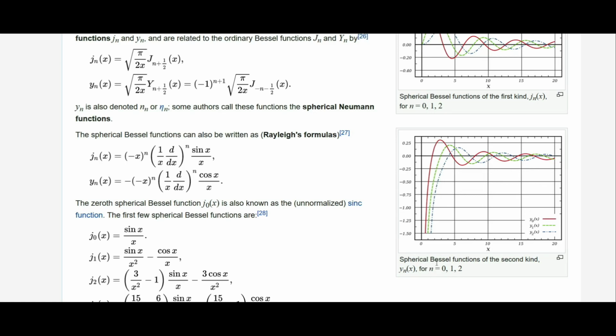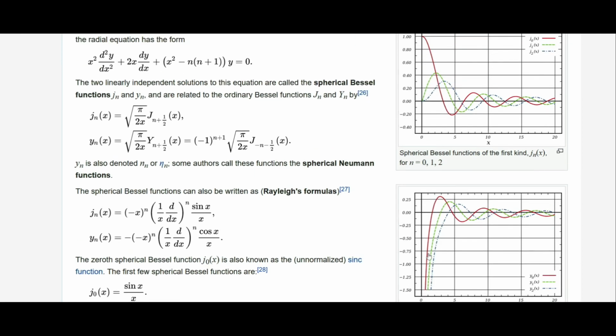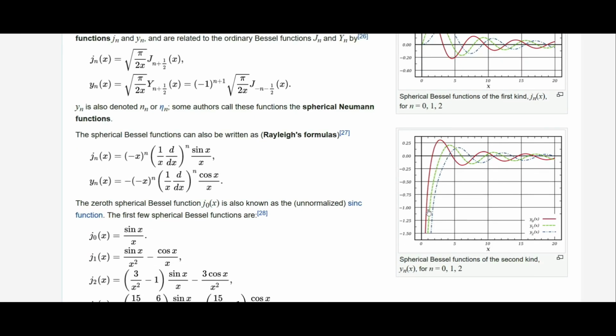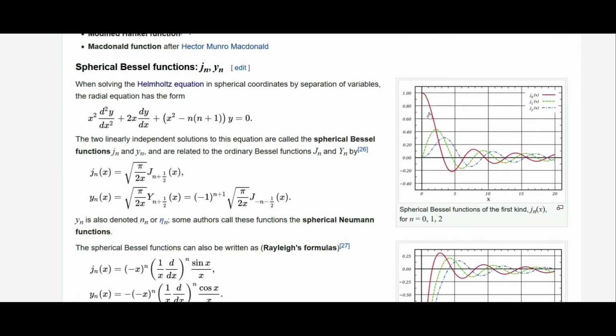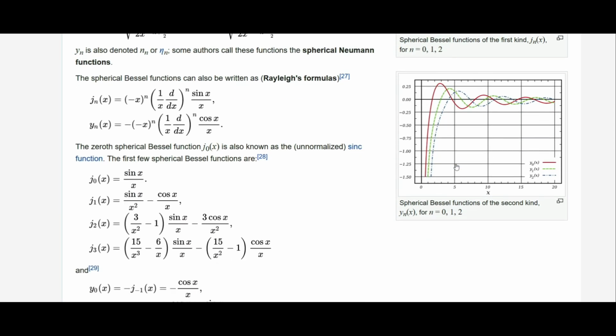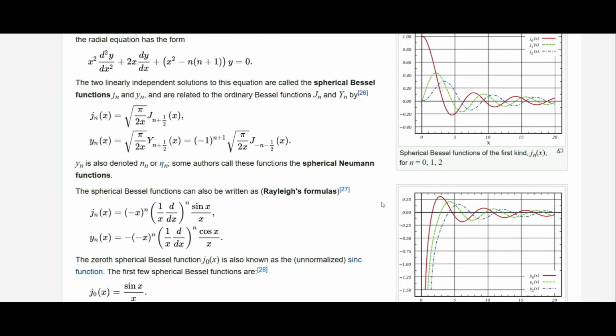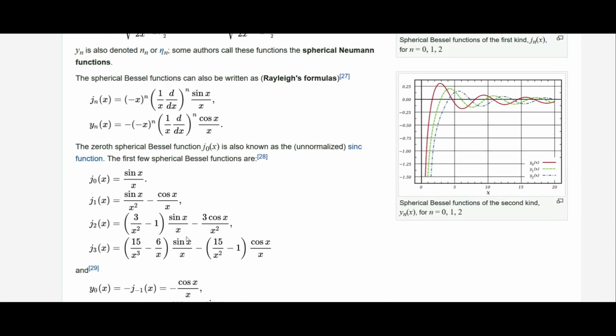These are the spherical Bessel functions of the second kind, which are the y versions. You can see these sort of blow up, or implode towards negative infinity, whereas these are finite at the origin, and so that's why we focus mostly on these Bessel functions rather than the Bessel functions of the second kind. And so anyway, that is what the Bessel functions are.